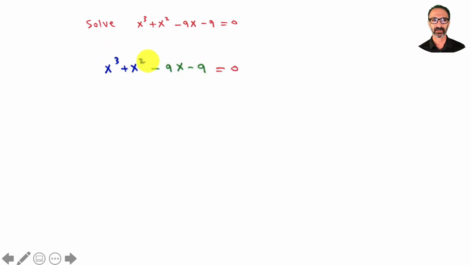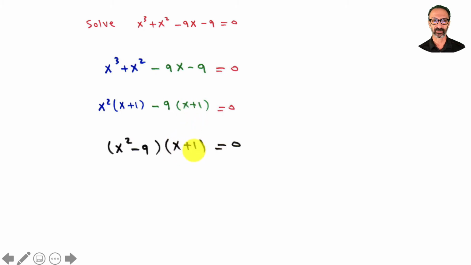From this one here, I'm gonna factor x out. From here, the green ones, I'm gonna factor -9 out. Now notice when you factor x to the second out and you factor here -9 out, what's left is the same, x plus 1 and x plus 1. Now I'm gonna factor x plus 1 out from the right side, as you could see. From here I have x to the second, and from the second part I have -9.